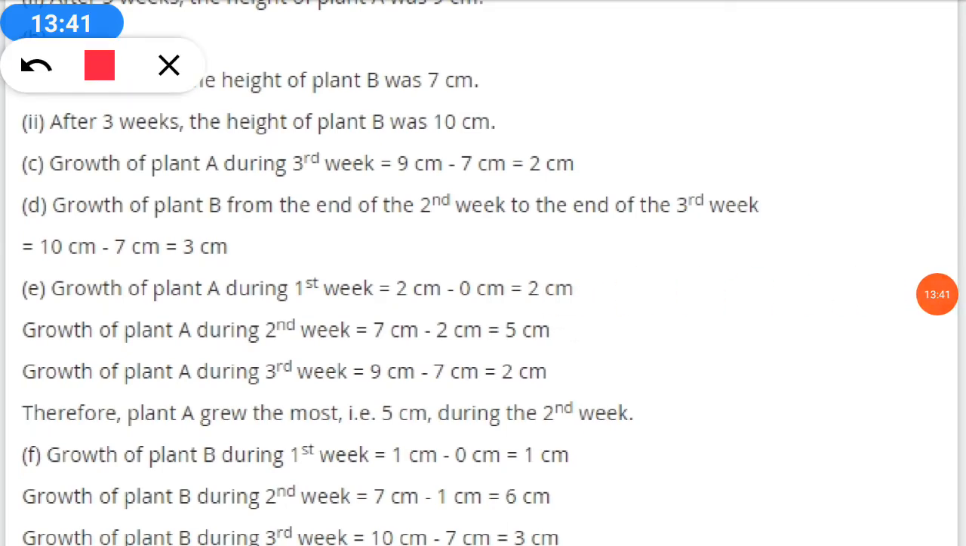Clear? Now the growth of the plant during the third week, that means you have to subtract between the second week and the third week.